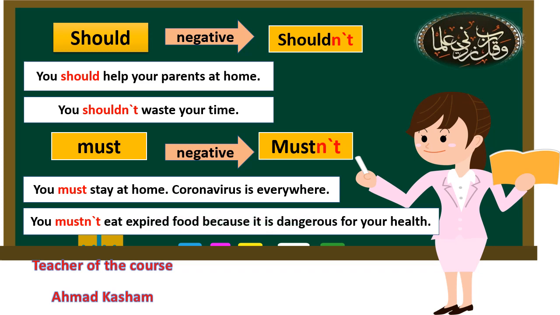Let's take another example using mustn't. You mustn't eat expired food because it is dangerous for your health. So, expired food, old food. Now, you mustn't eat expired food because it is dangerous for your health. Here, I'm trying to warn you because it is necessary to avoid this type of food.